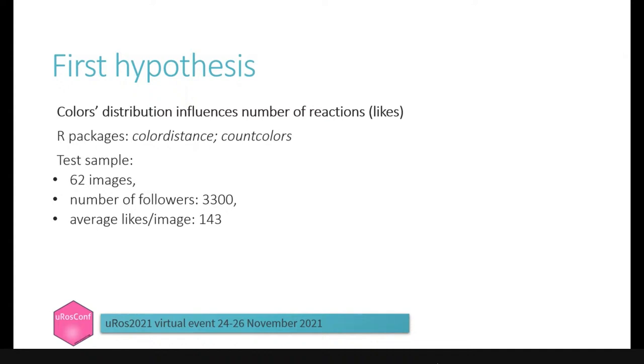The first hypothesis that I tested is the color distribution, and whether this color distribution influences the number of likes. I used the R packages called distance and count colors, and the sample was of 62 images. It's a small sample, but I wanted to use the same number of followers and as short a period of time as possible, not to take into account the changes in the display algorithm. Based on this sample, we get an average of 143 likes per image, meaning almost the threshold of 5% that is considered a good ratio of likes on this social platform.